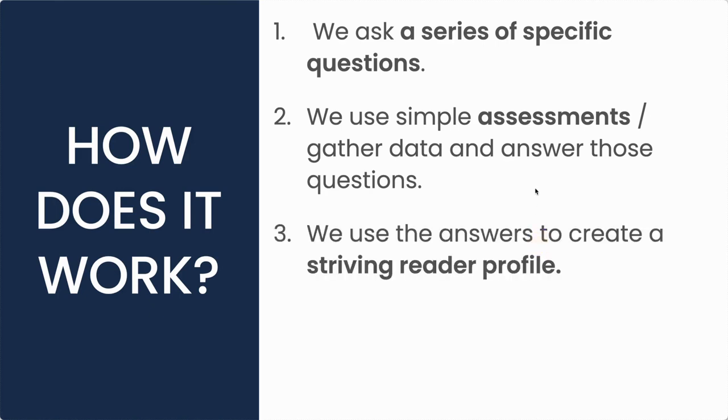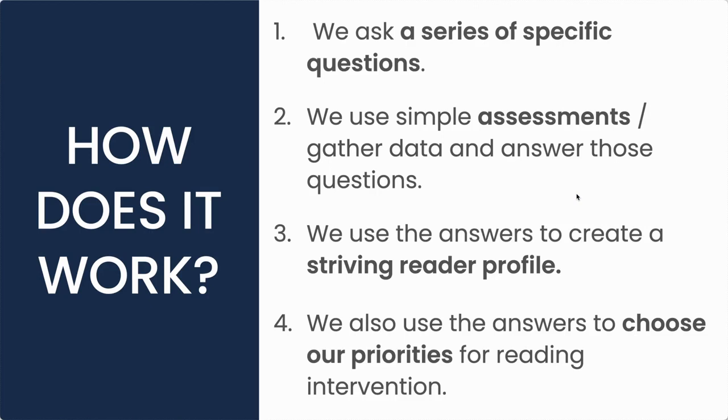And then based upon our answers to those questions, we create a striving reader profile. I'll show you what this is. I have a visual for you, but essentially the striving reader profile is showing us which areas of reading are difficult for them. And then last, we use the answers from those little questions and investigations to choose our priorities for reading intervention. And that's where it comes back to spending our time the most wisely. Okay, so let's start by looking at what we do first.